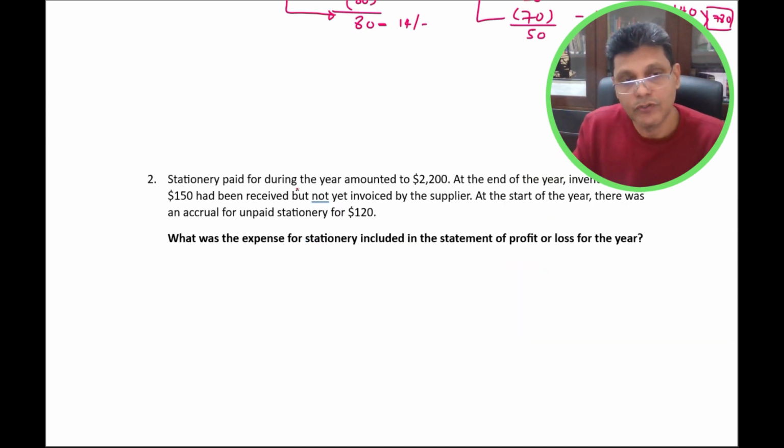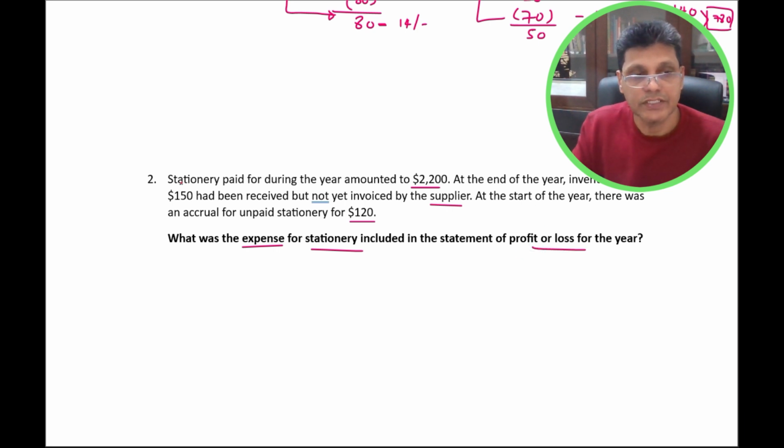Stationery paid for during the year amounted to $2,200. At the end of the year, inventory costing 150 had been received but not yet invoiced by the supplier. At the start of the year, there was an accrual for unpaid stationery of $120. So what was the expense for stationery included in the statement of profit or loss for the year?